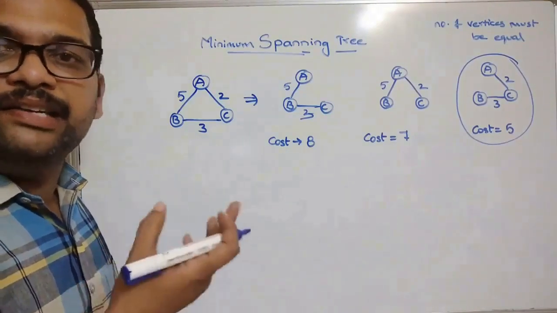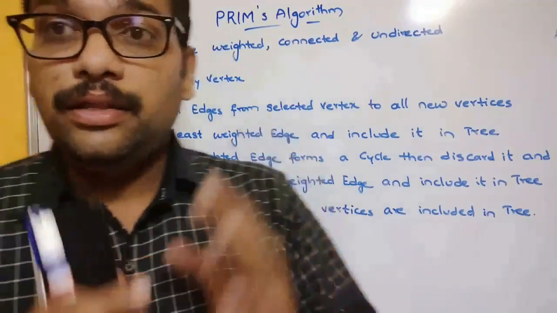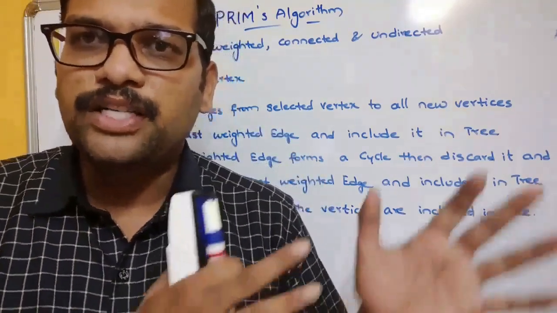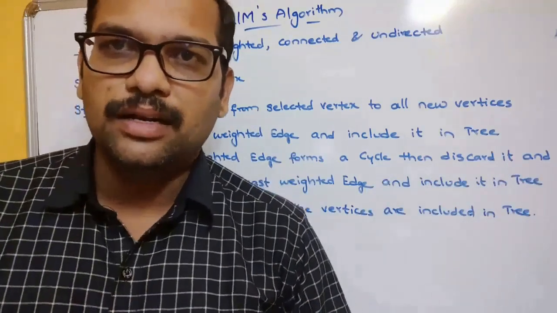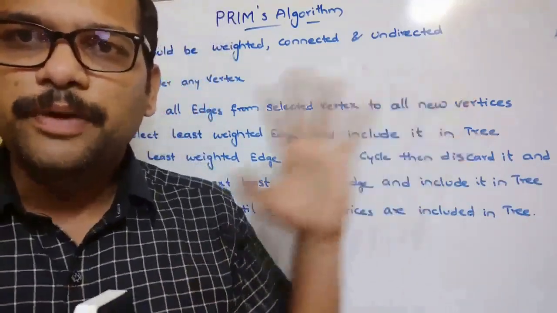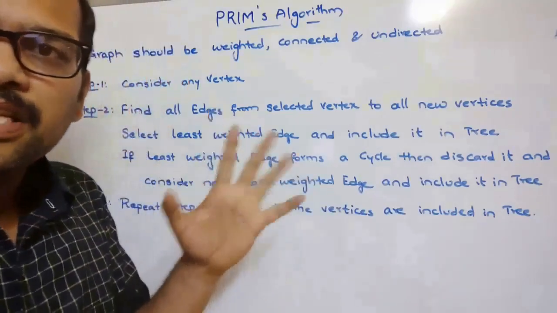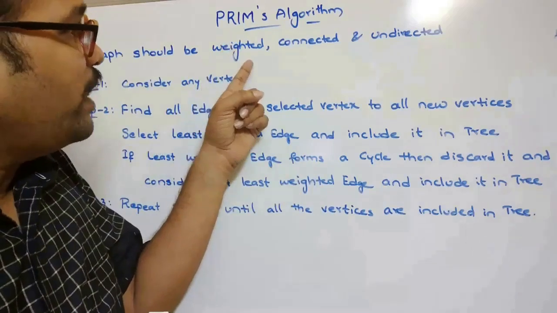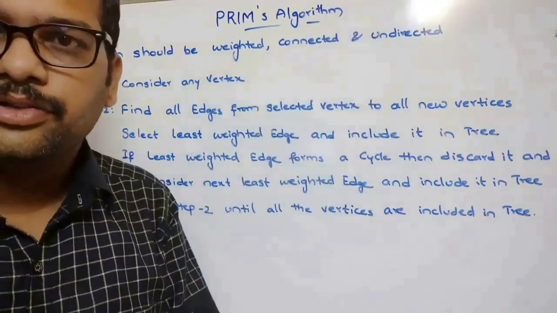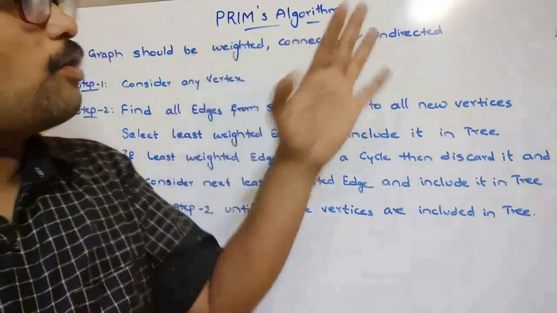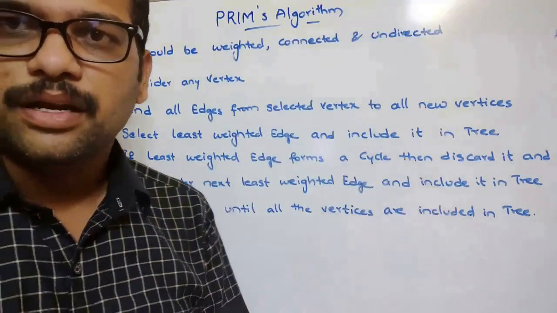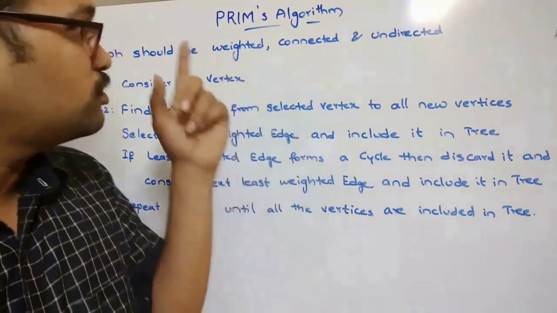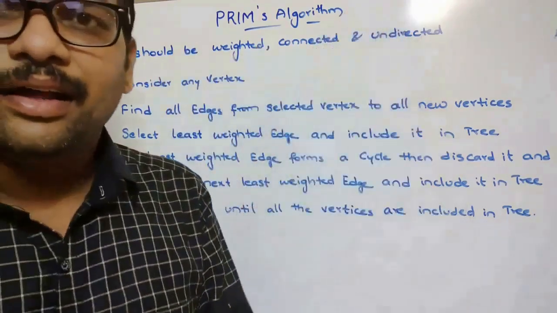So minimum weighted edges. There are two approaches to find the minimum cost spanning tree from a graph: one is Prim's algorithm, another one is Kruskal's algorithm. In today's session we'll discuss Prim's algorithm. Before applying Prim's algorithm on the graph, make sure that the graph is weighted, connected and undirected. Unless the graph is weighted, connected and undirected, we can't apply Prim's algorithm.